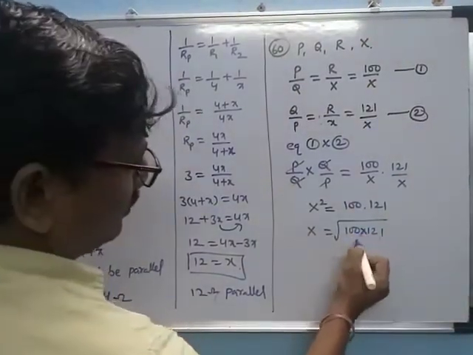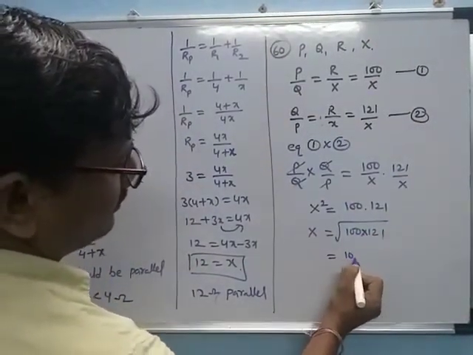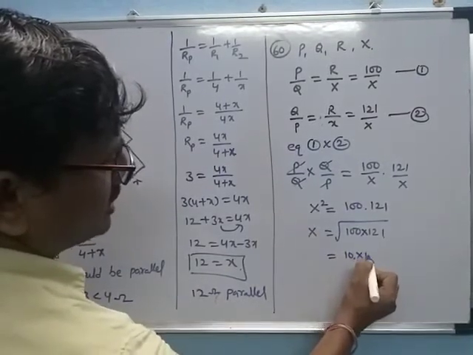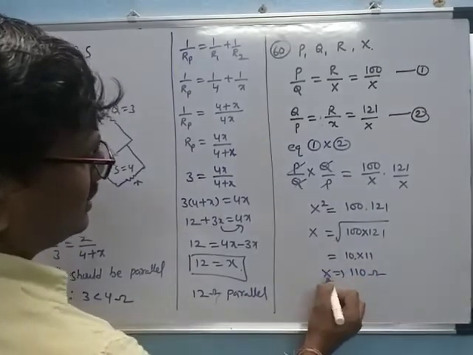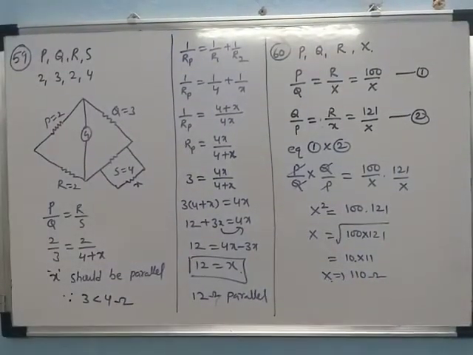Then X is equal to the square root of 100 into 121. The root of 100 is 10, and the root of 121, how much is it? 11. 11 into 10 is 110 ohms. So X is equal to 110 ohms.